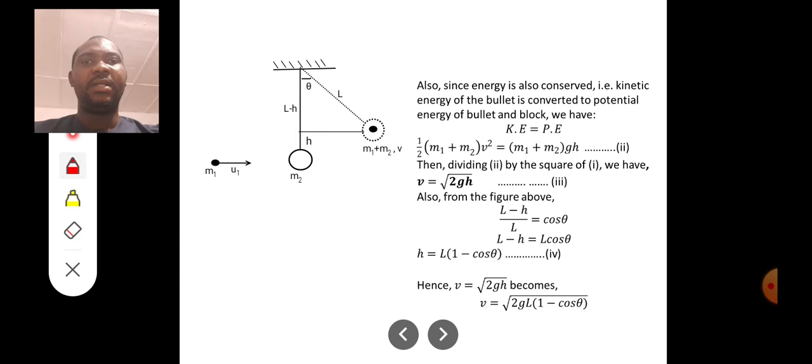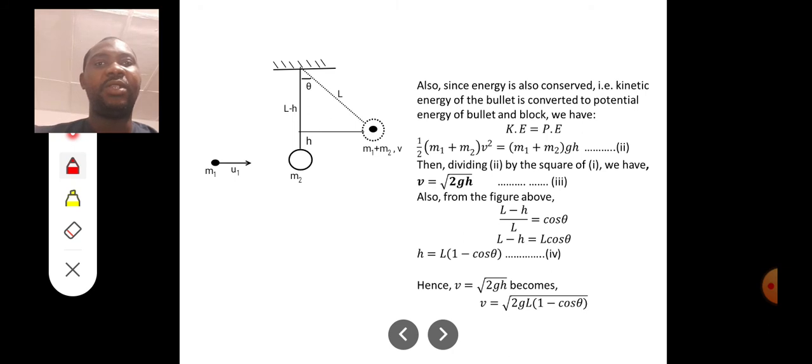Okay, now also, since energy is also conserved, that is, kinetic energy of the bullet is converted to potential energy of the bullet and the block. So we have that KE equal to, because energy is always conserved, KE equal to PE. What is KE? Half (m1 plus m2)v squared. That's the kinetic energy of both the block and the bullet. But what is their PE, which is (m1 plus m2)gh?